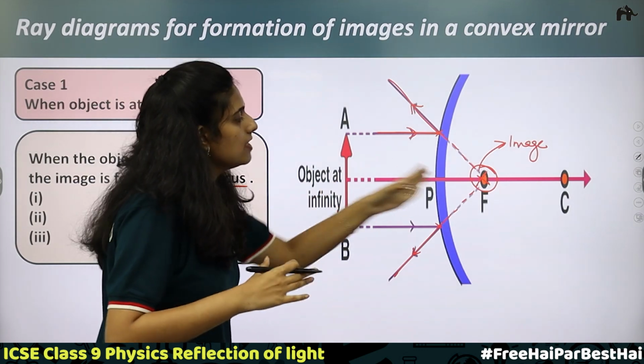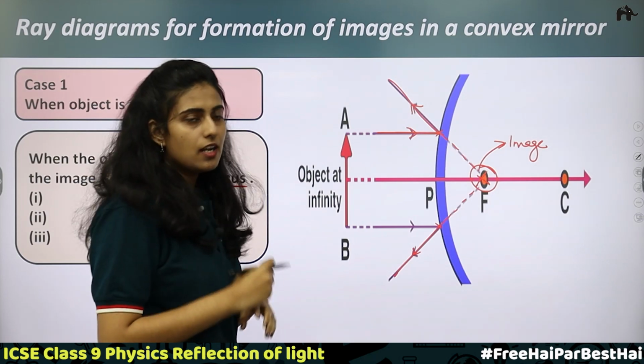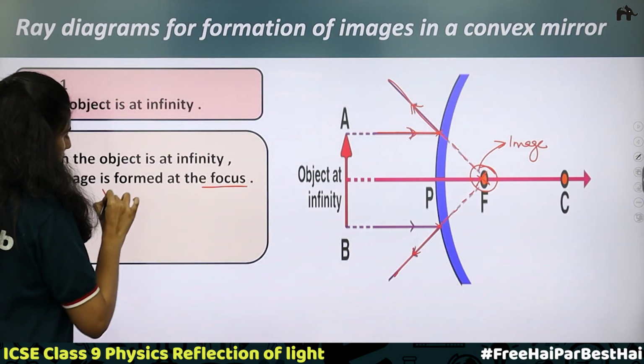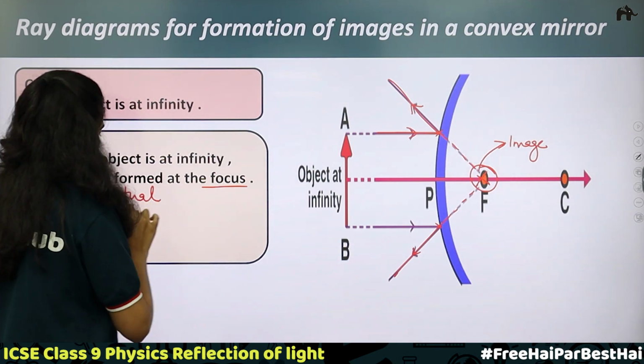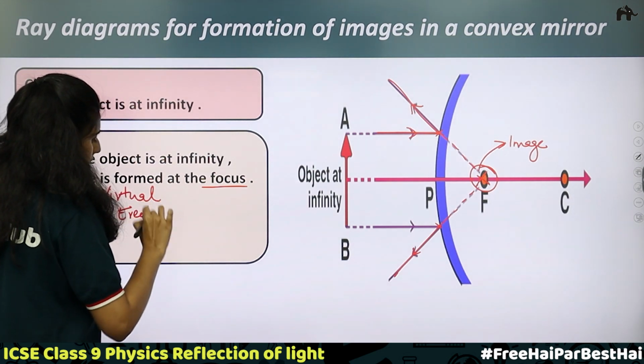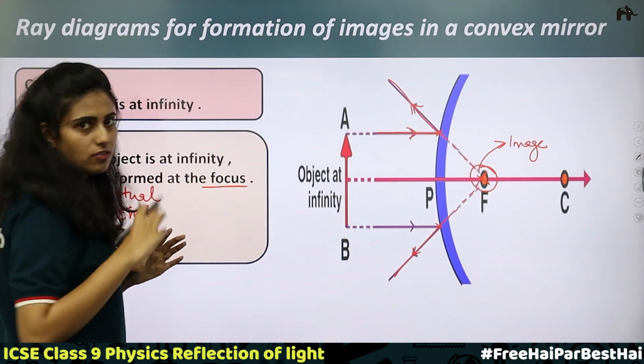Now properties of the image. First, is the image real or virtual? In this case, it is formed behind the mirror. Behind the mirror means a virtual image is formed. We know virtual images are always upright or erect. Erect image will be formed. Here the size, what happens to the size of the image?